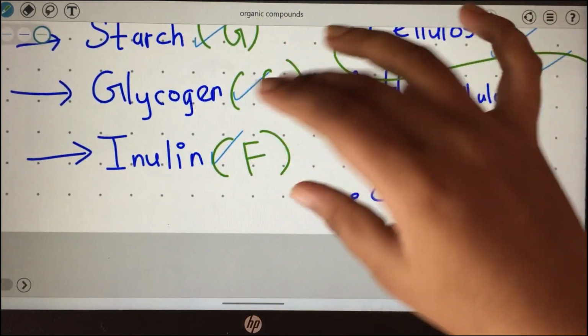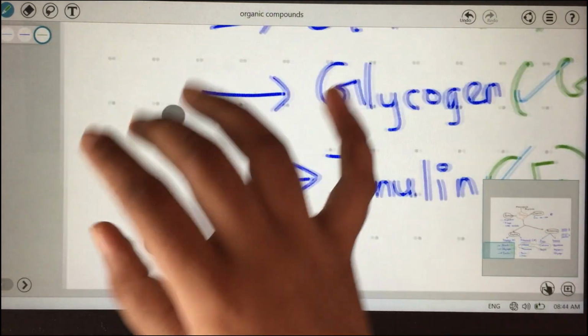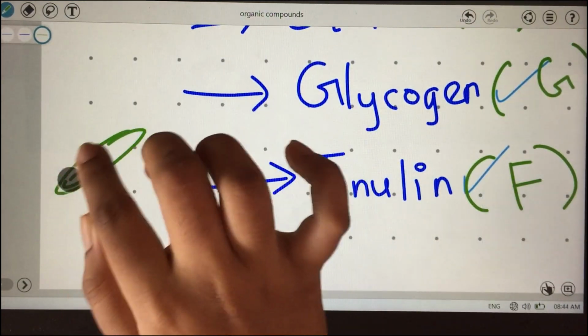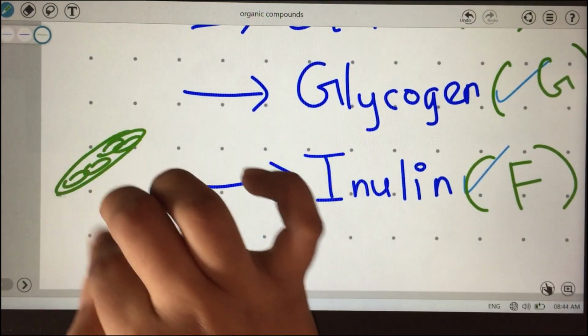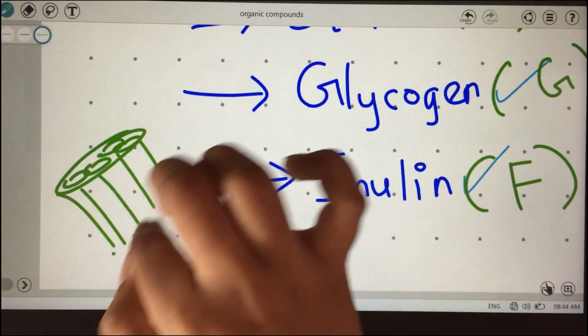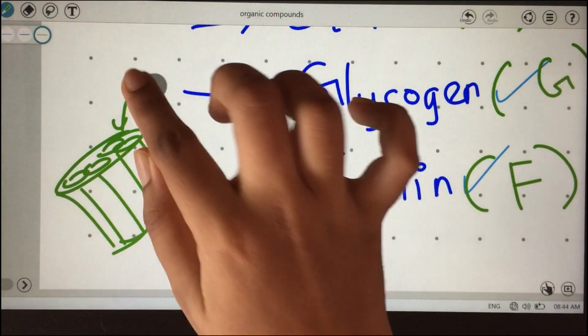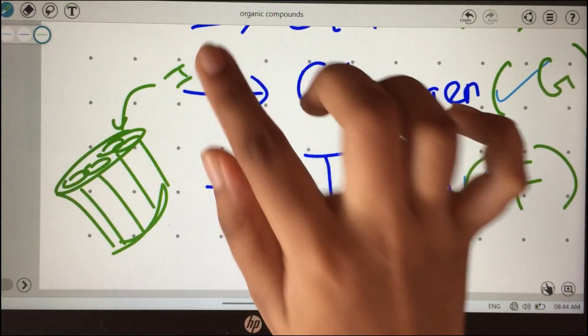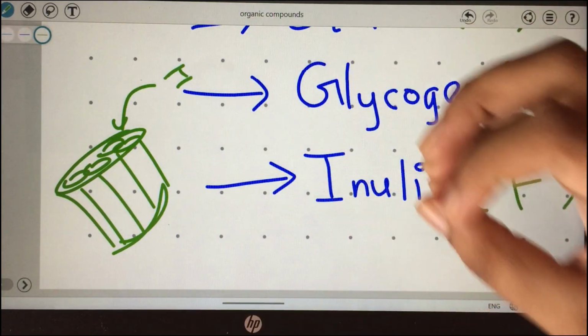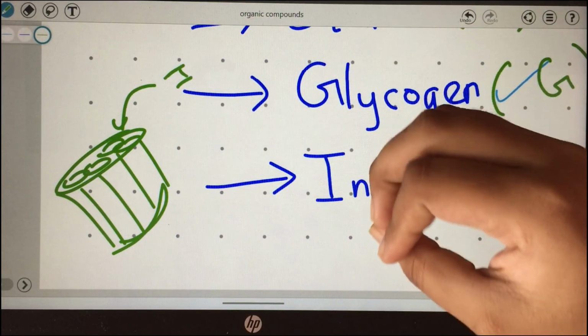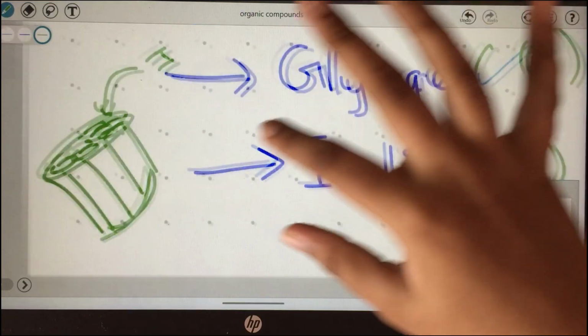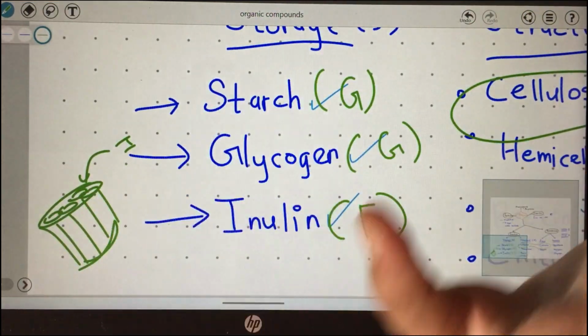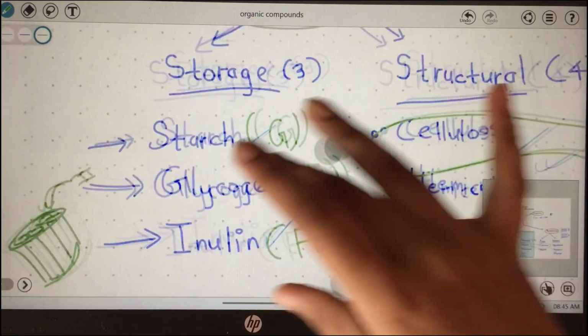Inulin is going to be found in the tubers of dahlia. Now, the dahlia flower has, like in those lotus flowers, tubes inside it. Okay, tubers, you call it. So inside that tuber you're going to find inulin, and that inulin is going to be the one that stores fructose as an energy source. Okay, so as an energy source, this is the one that's going to store fructose.